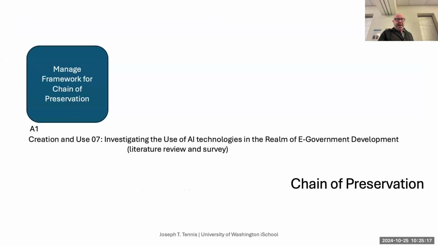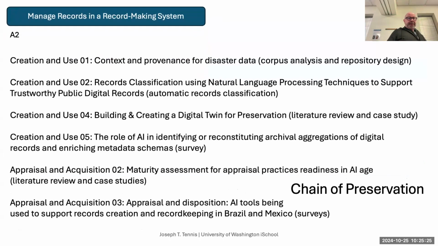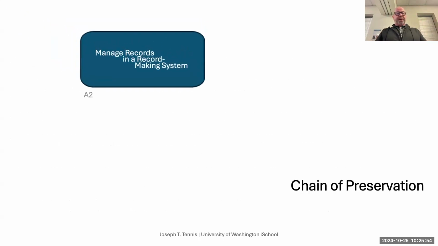Okay. So this one hangs off of the managed framework of the whole thing. I was trying to do this for visual acuity, but unnecessary, it looks like. And so now we're into the manage records in a record-making system here. And so we've got creation and use studies, which we should see here, of course, and also appraisal and acquisition, which we should see here as well. And in all of these, we're looking at surveys, literature reviews, and case studies for the most part. And then some exploration on automatic records classification. So we got some purchase there. We'd probably be able to articulate that or departmentalize that to the model once that study is completed.